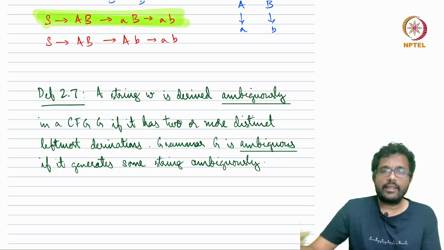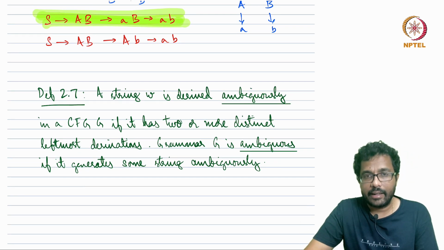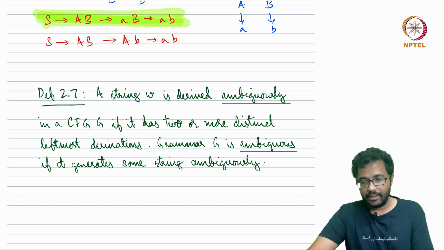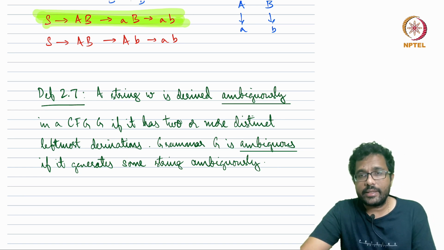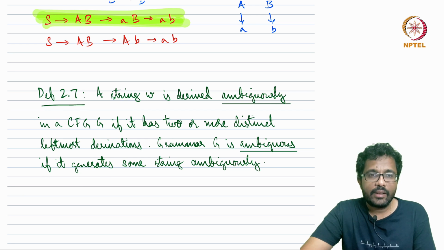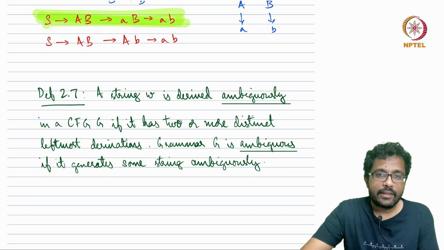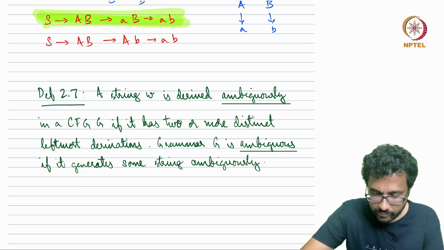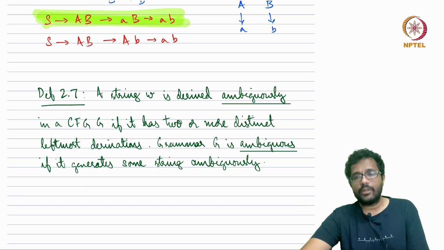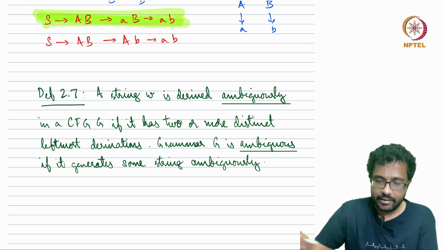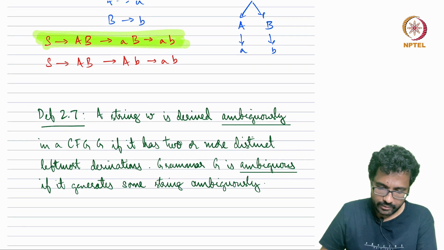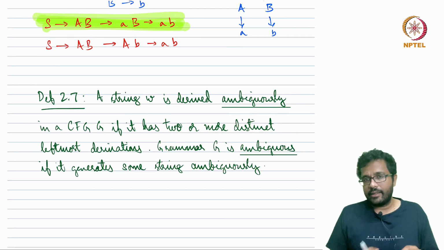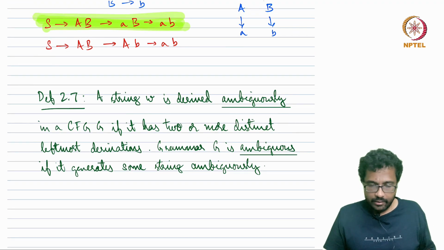So a string is derived ambiguously in a context free grammar if it has two or more distinct leftmost derivations. And we say that the grammar is ambiguous if it generates some string in an ambiguous manner. If there is some string that is generated ambiguously, we say that the grammar is ambiguous. So that is the definition of ambiguity, which is not a desirable trait.